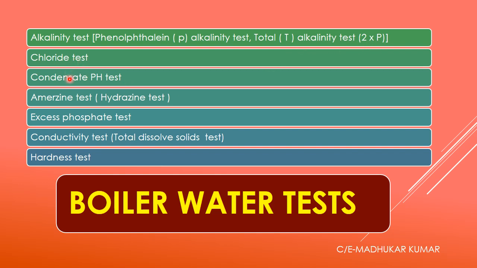Chloride test, condensate pH test. Next is the hydrogen test, basically the test of hydrogen. Excess phosphate test. Conductivity test, which gives you the TDS, total dissolved solids. And then you have the hardness test. So these are the important tests which are to be carried out in the boiler water.